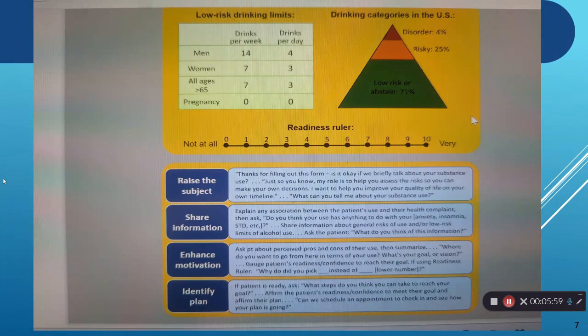Afterwards, we want to enhance the motivation, and ask the patient about the pros and cons of their use, then summarize: where do you want to go from here in terms of your use, what's your goal or vision? We want to gauge the patient's readiness and confidence to reach their goal, using the readiness ruler.